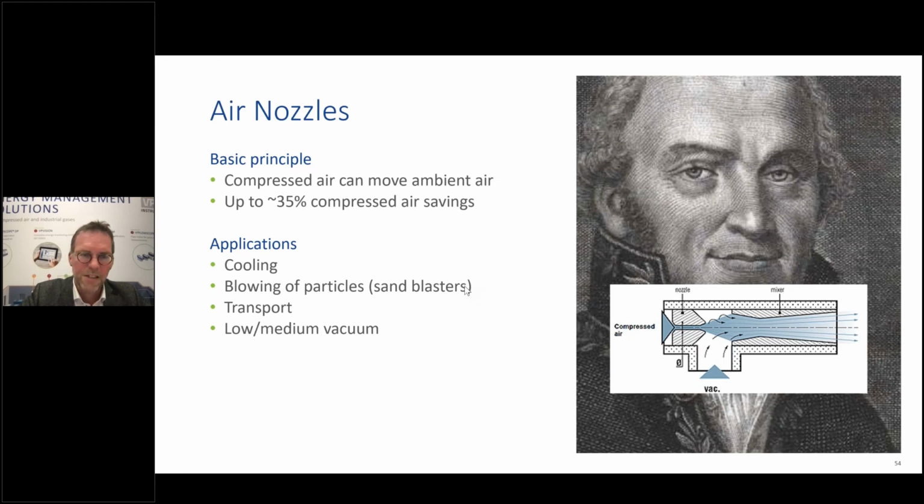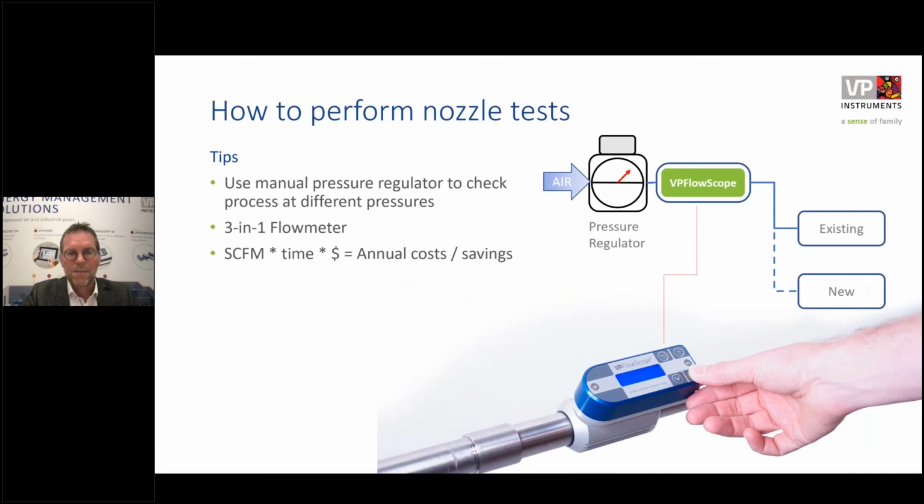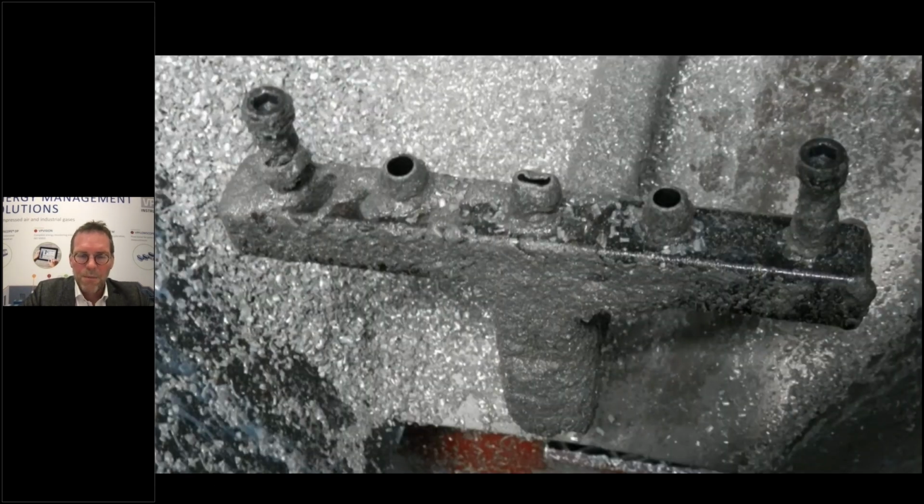So where can you use these? Cooling, blowing, transport, sometimes also for vacuum. And we had a case in Czech Republic. I will show that in a minute. First of all, how do you do this? You can use a flow meter to basically see the difference between the existing situation and the new situation. And a similar flow meter like this was used by one of our partners in Czech Republic, where they had these open blow pipes. This is a picture of them.